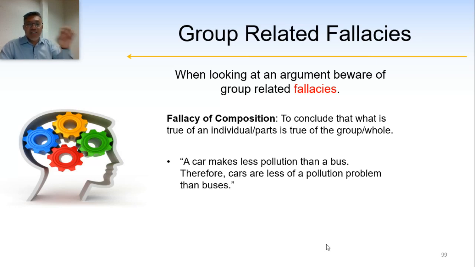A car makes less pollution than a bus. Individually, each car is a smaller vehicle than a bus, so yes, individually, it produces less pollution. But in terms of how we address the problem of pollution, well, there are a lot more cars in the world. Because the number of cars is so great, cars in general produce a lot of pollution. So hopefully you can see that this argument really doesn't work.